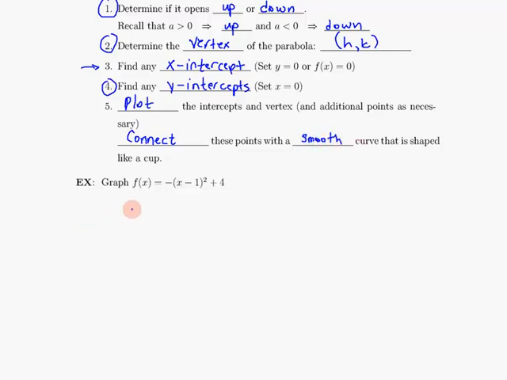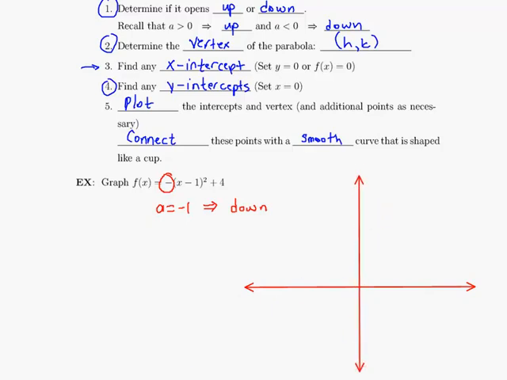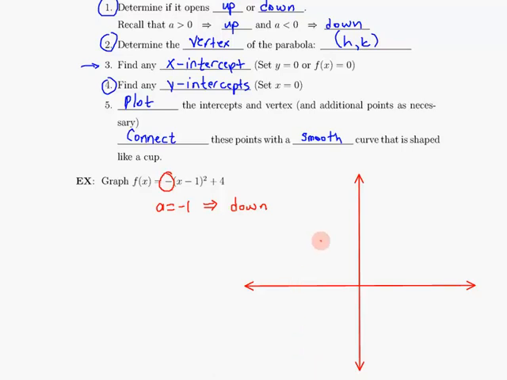Now let's look at this thing. Let's identify, first of all, whether or not this is an up or down parabola in this example right here. Well, notice right here, a is -1. So what does that mean? It means it's a down parabola, right? So first thing we know is that on our graph, let me put some axes here for us. My x-axis, and I'll draw my y-axis. I know it's going to be a downward shape.